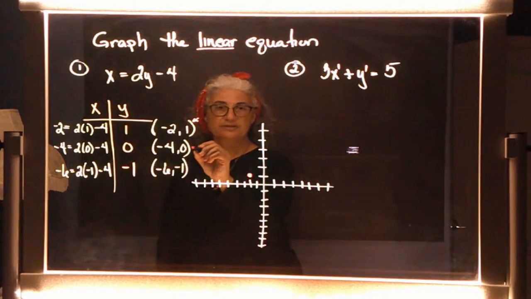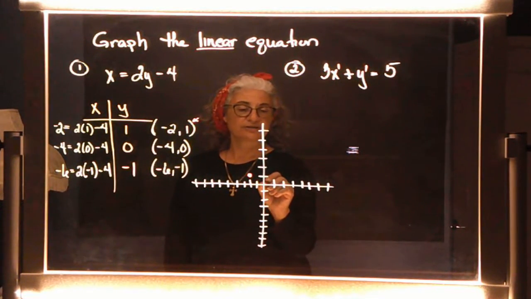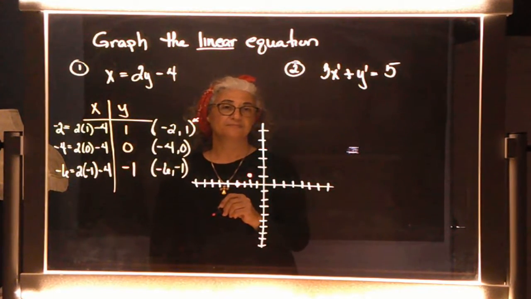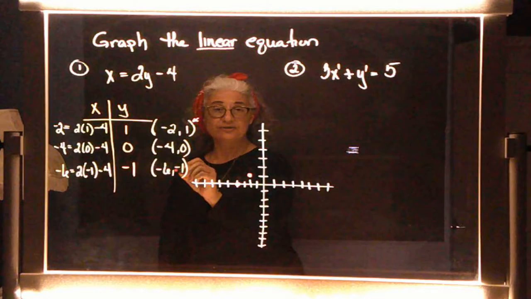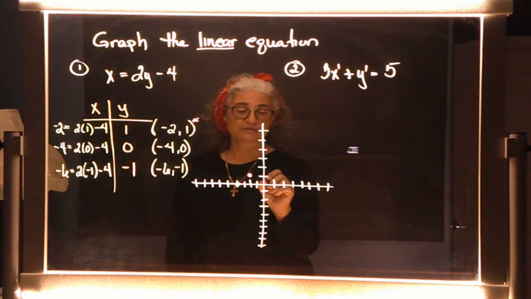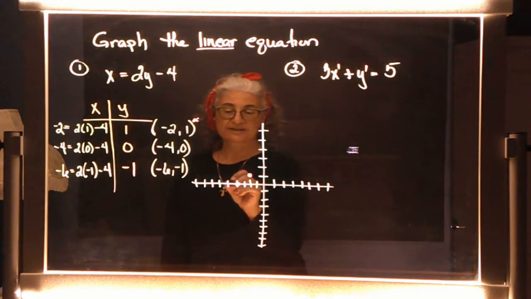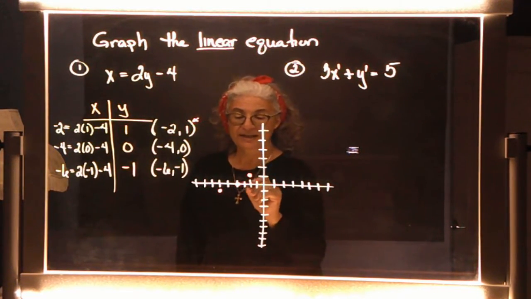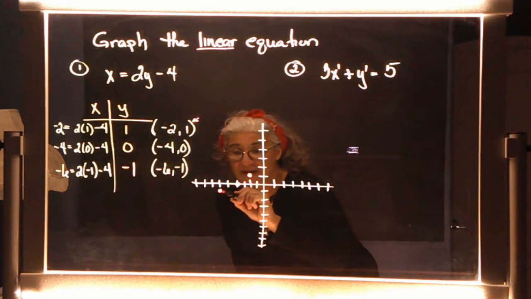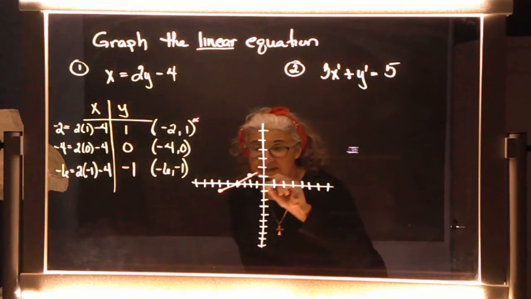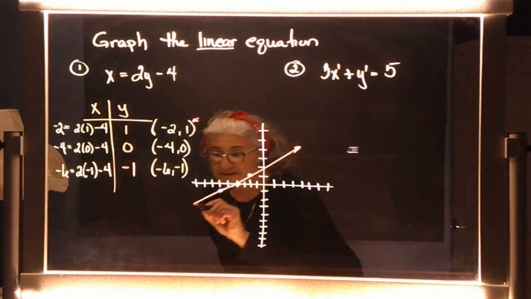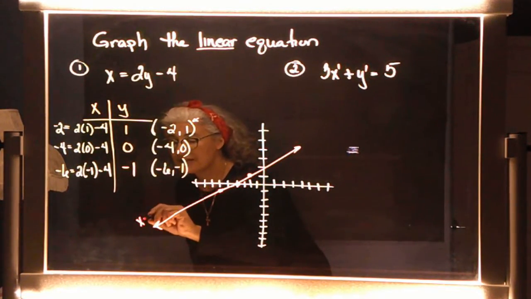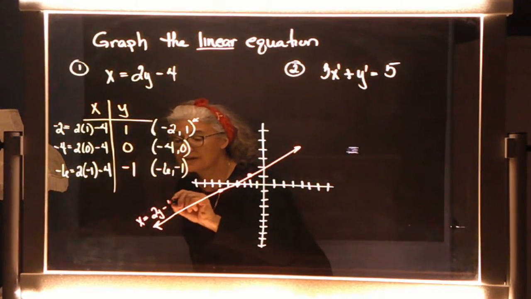According to the second point, start at the origin, go 4 to the left, and don't go up or down. And then according to this third point, start at the origin, go 6 to the left and down 1. And when I connect my points, let's see how well mine connect. Yours might connect a little better than mine. This is the line that represents the equation x equals 2y minus 4.